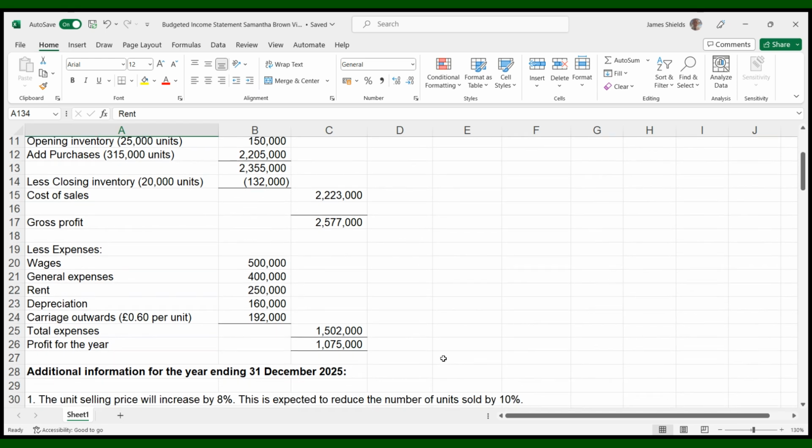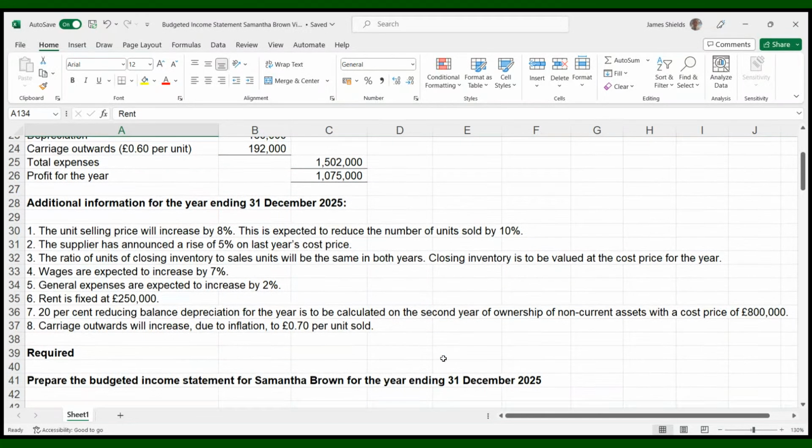Now we've got some additional information for the next year's income statement. In this case, it's going to be the 31st of December 2025. The unit selling price will increase by 8%, and this is expected to reduce the number of units sold by 10%. The suppliers announced a rise of 5% on last year's cost price. The ratio of units of closing inventory to sales units will be the same in both years, and closing inventories will be valued at a cost price for the year.